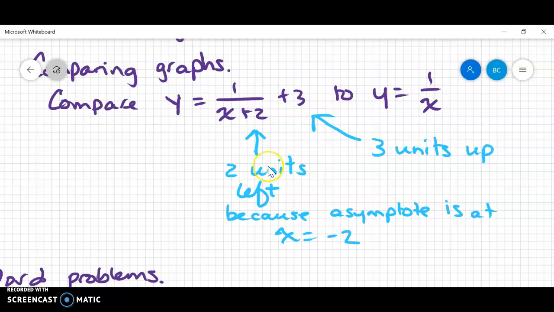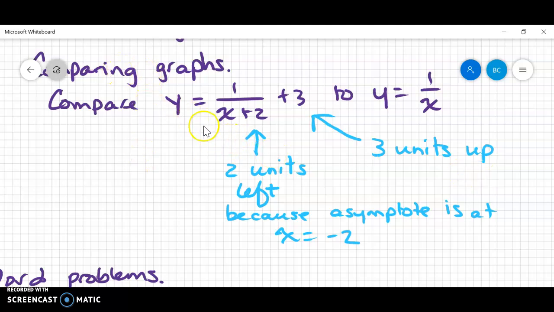And I don't know about you, but I always have a hard time thinking about, is it going left or is it going right? But I can clearly see it on this one because I know that excluded value is -2, because -2 plus 2 is 0. That's what I can't have. So therefore my asymptote is at -2, which means I've shifted that parent function 2 units to the left. And then that +3 behaves the way I think it will. It goes 3 units up.